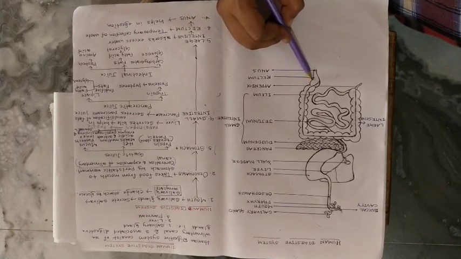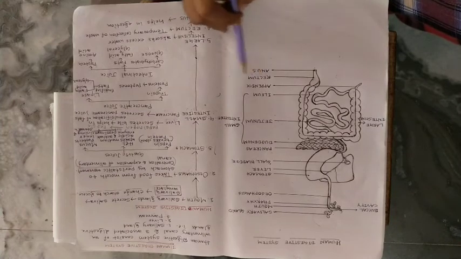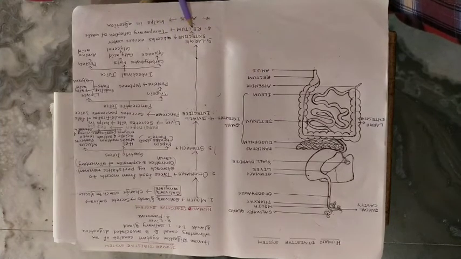Then the next part is the rectum. So here this is the rectum. And what is the function of the rectum? In the rectum, the undigested residual food is stored temporarily, and then it is removed from the body through the opening called the anus. So the function of the anus is to remove the undigested residual food from our body.